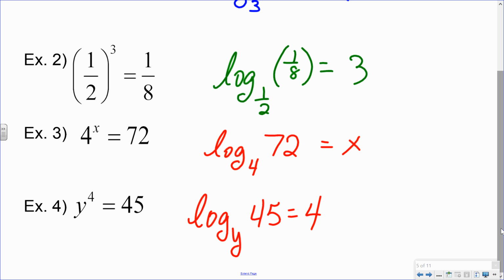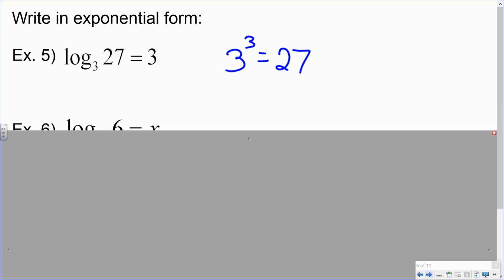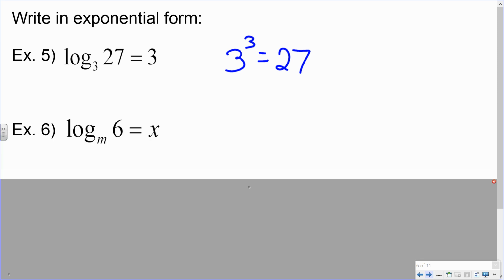Okay, let's do 4 where we go back the other way. Let's see, Abby H. How would I put this one in exponential form? And that happens to be true, doesn't it? So that means that the log equation that they gave us was also true. Okay, next one. Kian, would you convert this one for me, please?